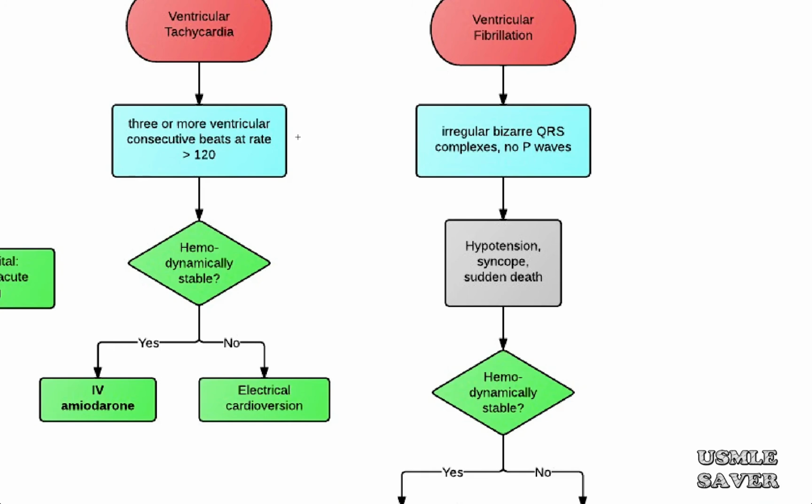Make sure you know the EKG difference between VTach and VFib. In VTach, you have 3 or more ventricular beats consecutively at a rate of more than 120. Whereas in VFib, you cannot see P waves. QRS complexes are irregular and disorganized. Please go over and compare these two EKGs from your book or from the web.